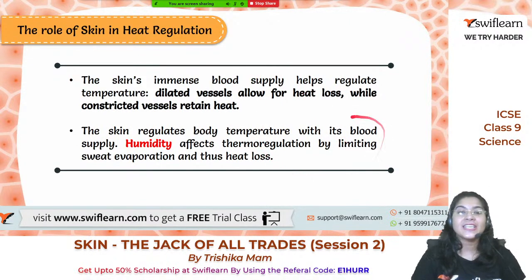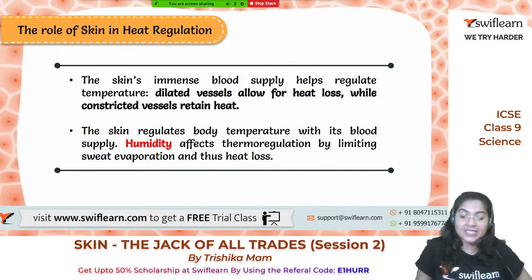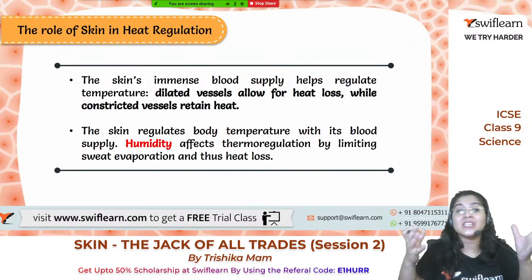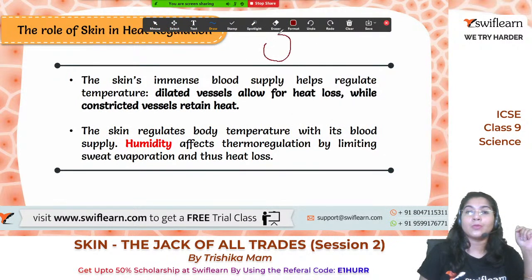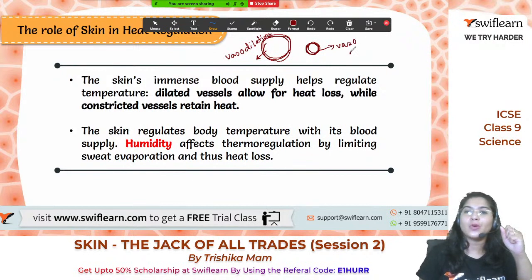Okay. So the skin, immense blood supply is there. Okay. So when these blood vessels are constricted or dilated, मतलब blood vessel का वो wider हो जाते हैं. Okay, it becomes wider when it is dilated, and it becomes narrower when it is constricted or contracted, right? So इसको हम vasodilation कहते हैं when it becomes wider, and जब वो narrow हो जाते हैं इसको हम vasoconstriction कहते हैं.